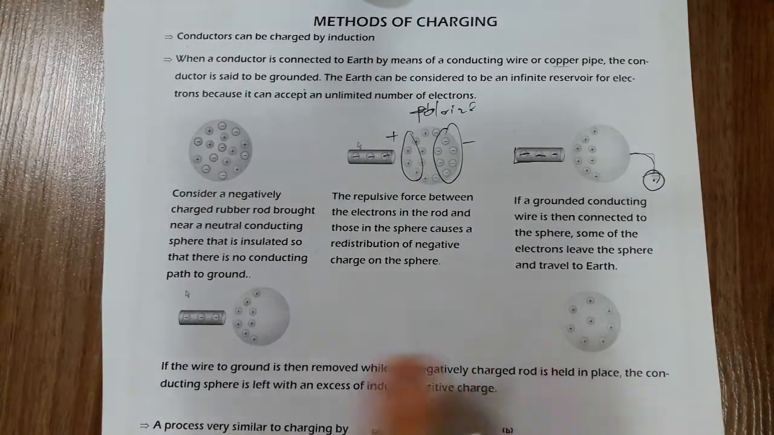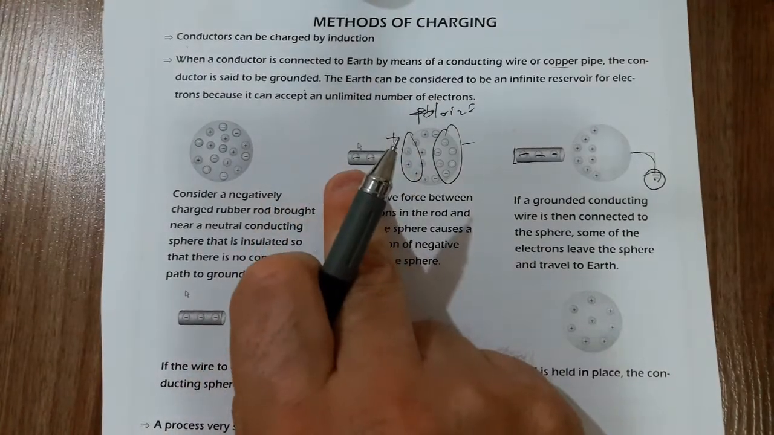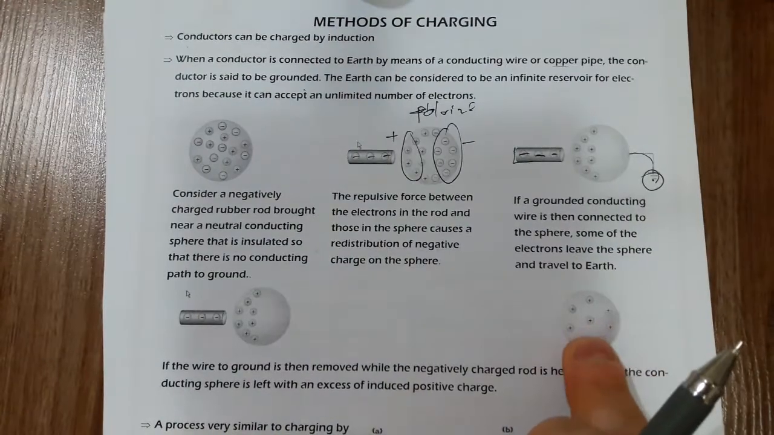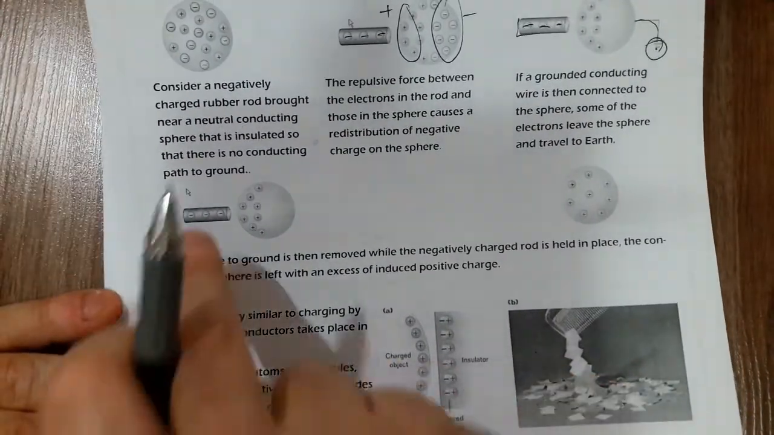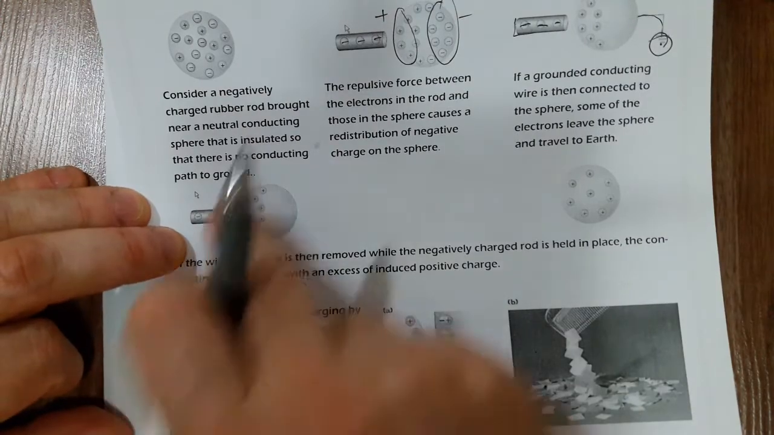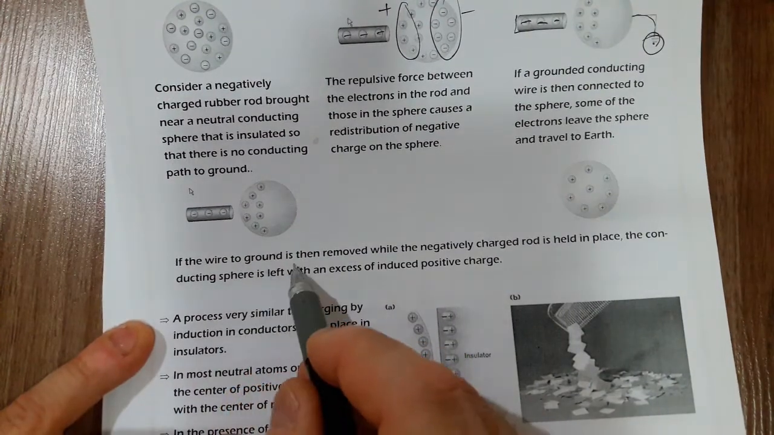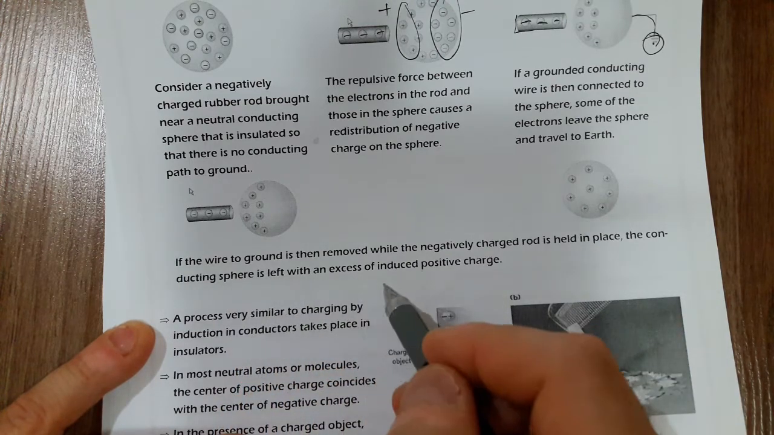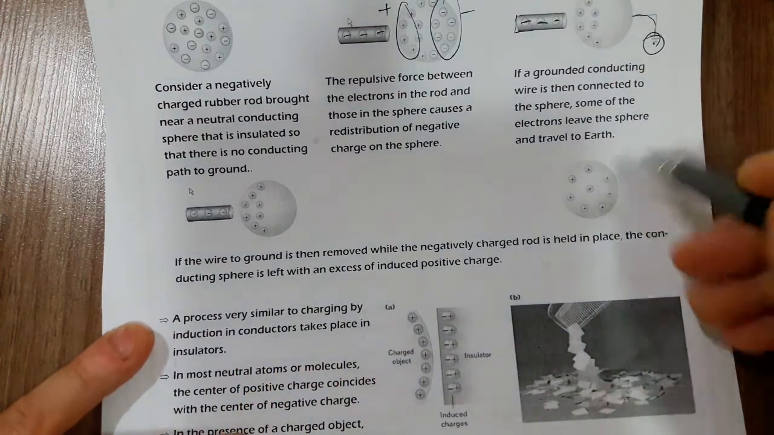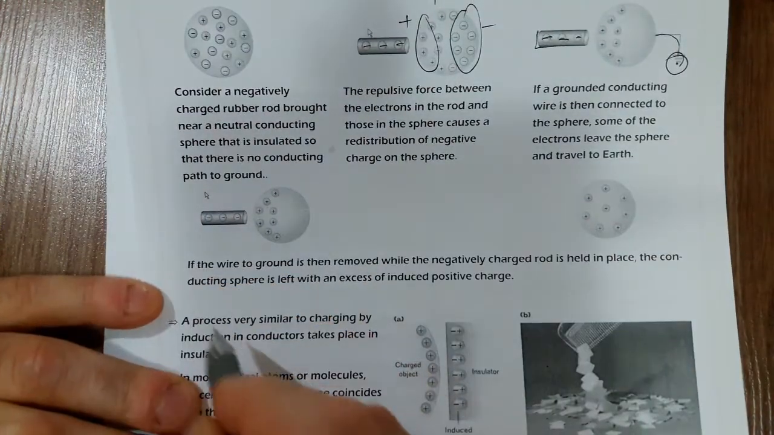So initially the sphere was neutral, but now, by induction, without getting in contact, by inducing with a negatively charged rod, I can make the sphere positively charged. This method is known as charging by induction. Induction means you do not contact the object with the surface of the conductor, and you can charge it this way. So if the wire to the ground is removed while the negative charge rod is held in place, the conducting sphere is left with an excess of induced positive charge. So this is the method of charging conductors by induction.